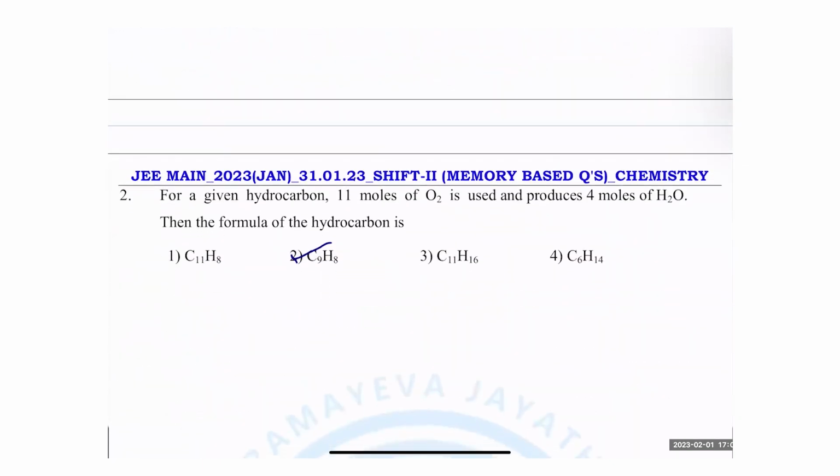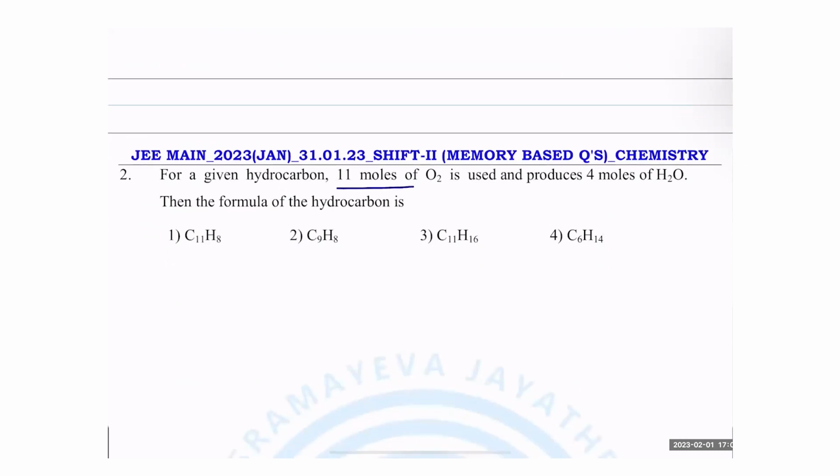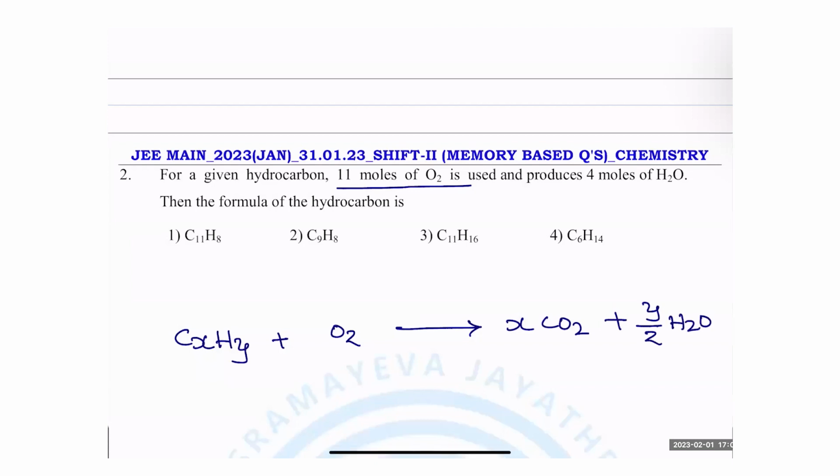And the next one, for given hydrocarbon, 11 moles of oxygen is used and produces 4 moles of water. Very simple, the given is hydrocarbon. So in case of hydrocarbons, that is CxHy, when it is heated in presence of oxygen, it undergoes combustion and it will produce carbon dioxide and water or water vapor. If there are y number of hydrogens, there will be y by 2 number of water molecules. But here 4 moles of water means there must be 8 hydrogens.